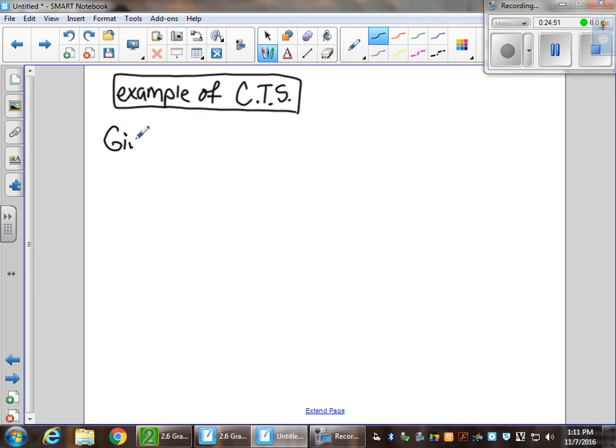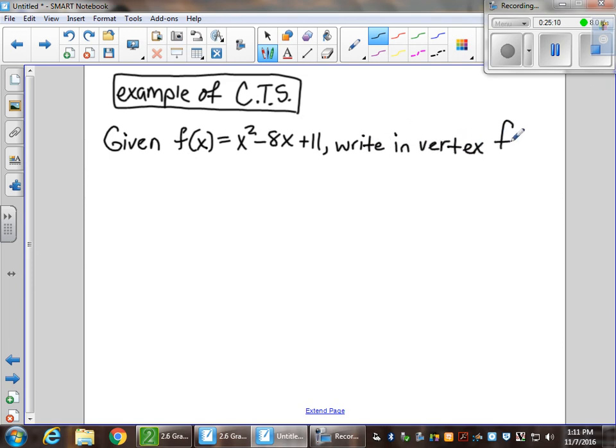Given f of x equals x squared minus 8x plus 11, write in vertex form. So we're moving from standard form into vertex. So standard into vertex will always be complete the square. Always, always.